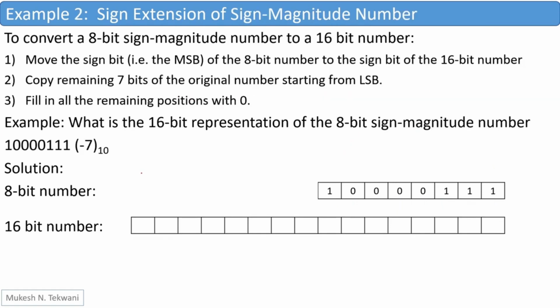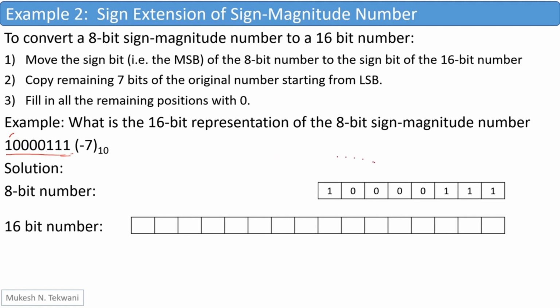In this example, let us understand how we do the sign extension of a sign magnitude number. So let us start with the example. We are given here a number 10000111. This number is in the sign magnitude representation. So the bit in the most significant position, the MSB, represents the sign of the number, and the remaining bits contribute towards the magnitude. So we wish to find the sign extension value of this number.